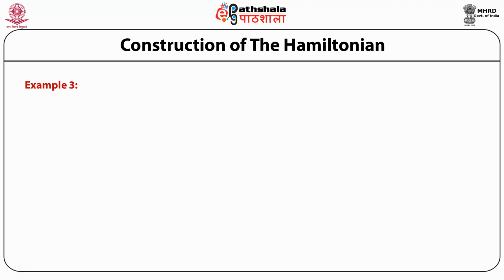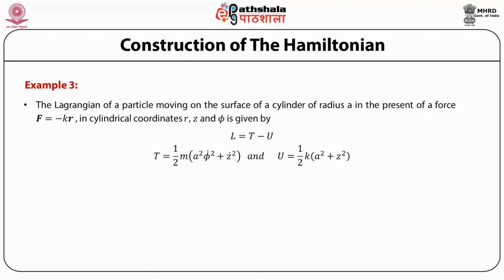As yet another example, let's consider the Lagrangian of a particle moving on the surface of a cylinder of radius a in the presence of a force equal to minus kr, that is, a force proportional to the displacement and restoring in nature. The force F equals minus kr is expressed in terms of Cartesian coordinates. Since the particle is constrained to move on the surface of a cylinder, it is more convenient to use the cylindrical coordinates r, z and phi.